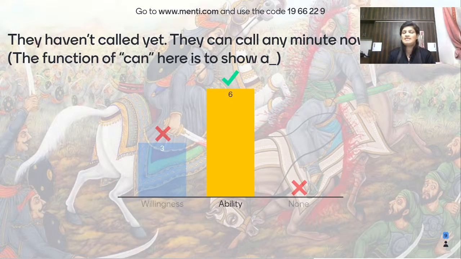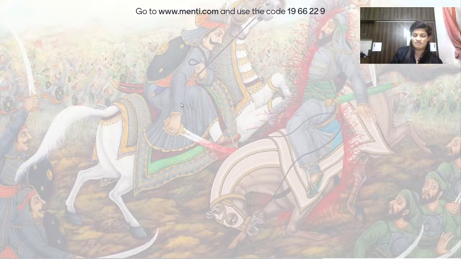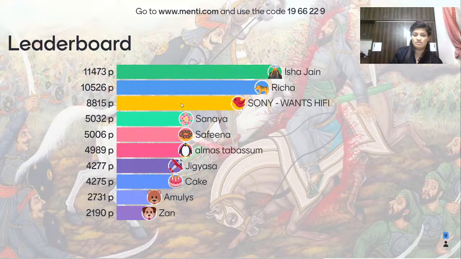ability. Will says willingness, guys. The word will, W-I-L-L, says willingness. And can only speaks about the ability. So you need to be careful with that. Here, the word can has been used over here. Next one. Let's see the leaderboard.